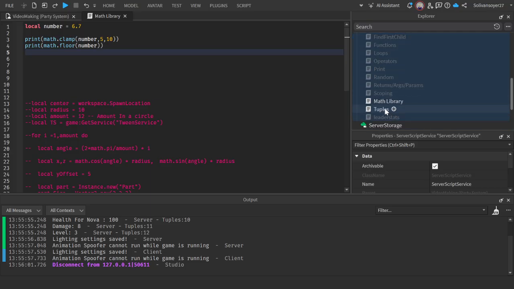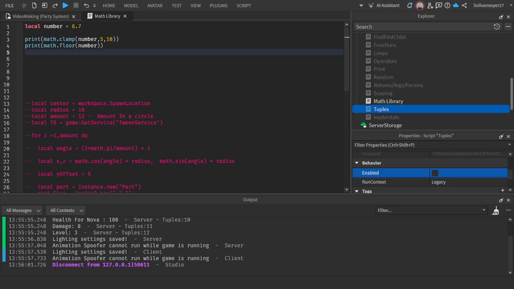And now let me actually hold on. Let me go into the script right here, and let me disable the script because I keep seeing a bunch of stuff in the output. That's from the last video. So now we can just print out math.ceil of our number. And what do you think this is going to return? If the floor returned the smallest integer smaller than or equal to x, and it gave us 6, then the ceiling is probably going to return us the smallest integer larger than or equal to x.